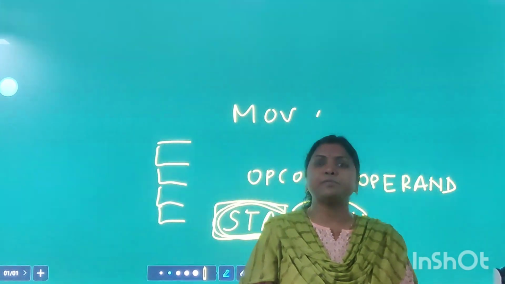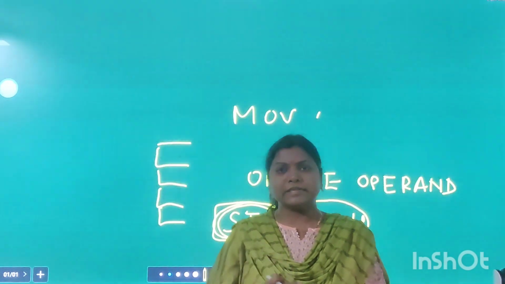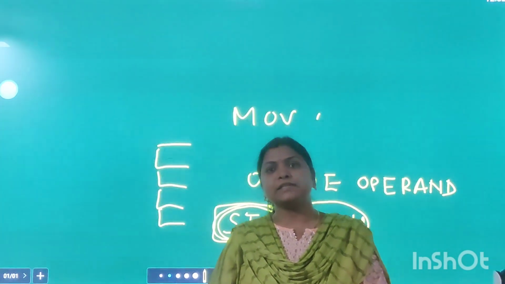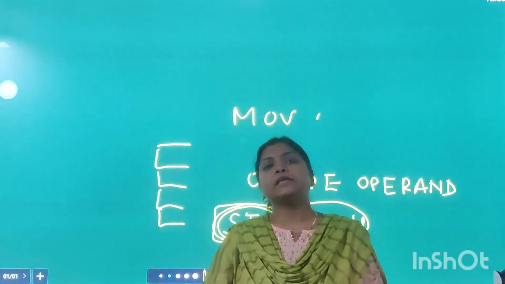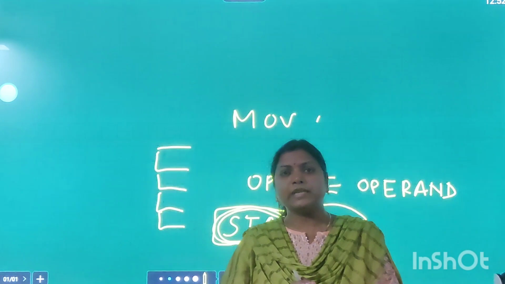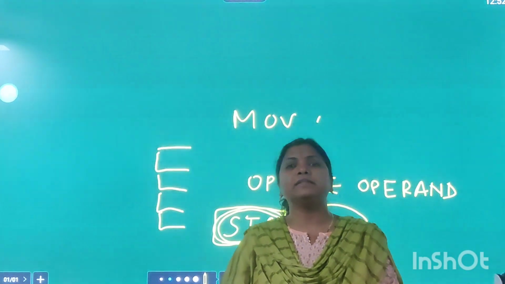So how many types of addressing modes are there in the 8085 microprocessor? One is register addressing mode, then direct addressing mode, immediate addressing mode, and indirect register addressing mode. Another one is implicit addressing mode. So addressing mode is actually the technique of specifying the address of the operand in the instruction.